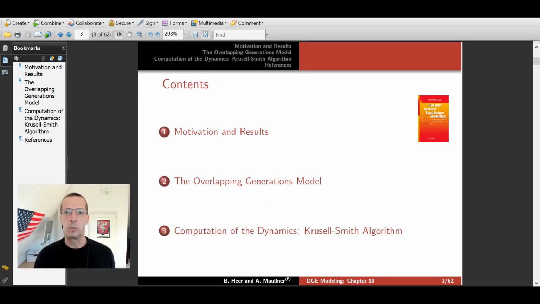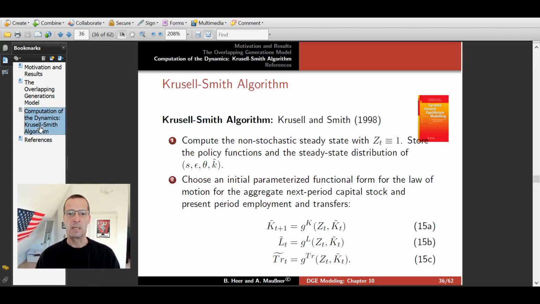In parts 1 and 2, I've presented to you the model and the result for the cyclical behavior of the income distribution. Now in part 3, computation of the dynamics, the Krusell-Smith algorithm, I will show you how to compute this model, how to compute the dynamics, and explain to you the Krusell-Smith algorithm, and of course this is the main part of this presentation and of chapter 10.2 in our book. The algorithm follows Krusell and Smith, the JPE paper 1998, closely.